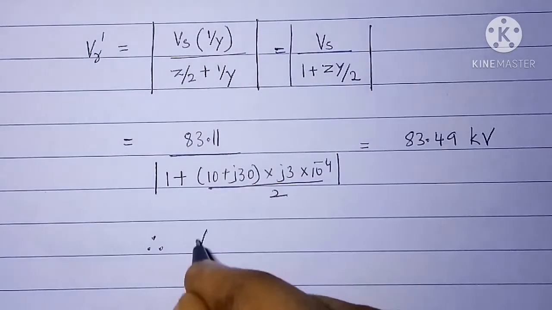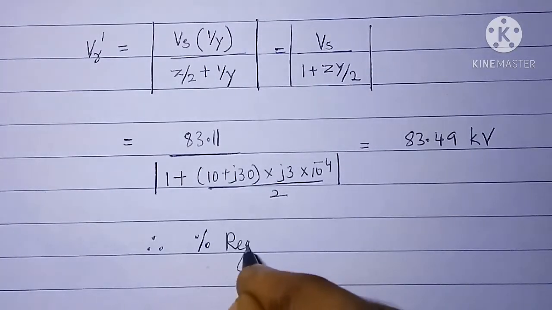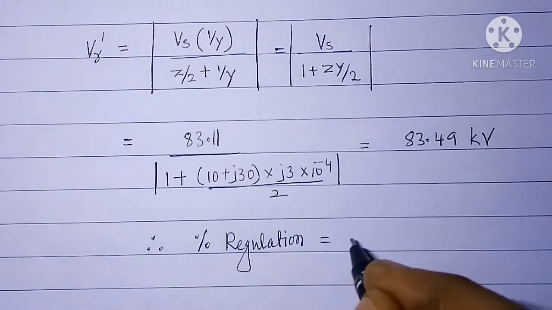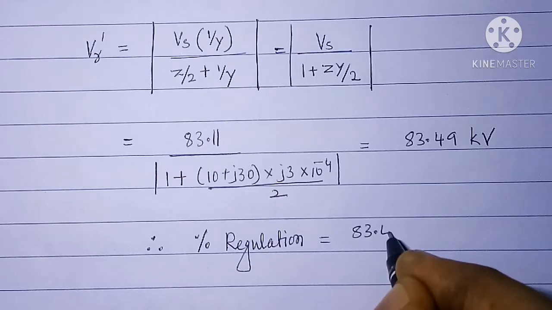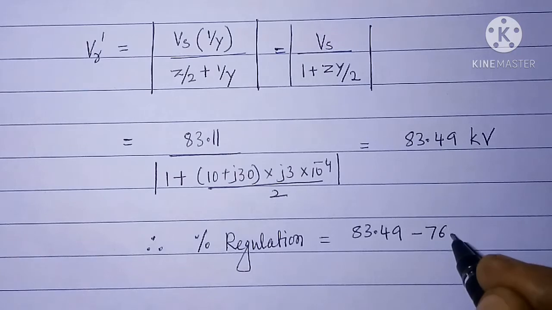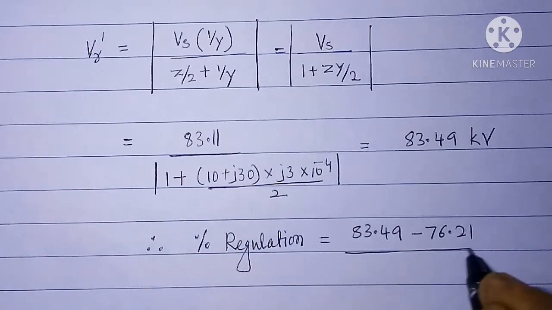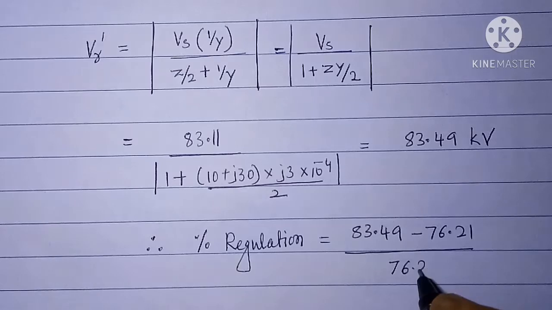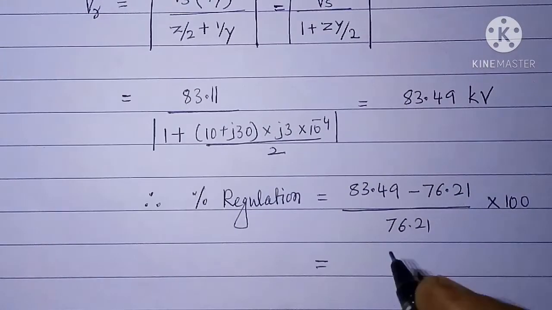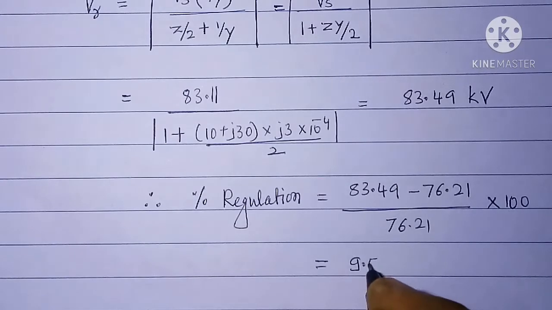Therefore, percentage regulation is equal to 83.49 minus 76.21 upon 76.21 into 100. Simplifying, we get 9.55%.